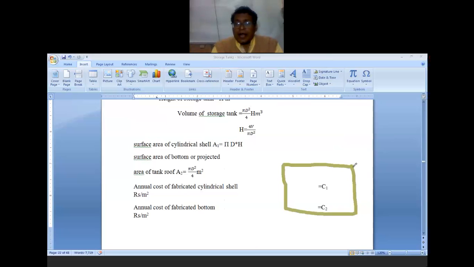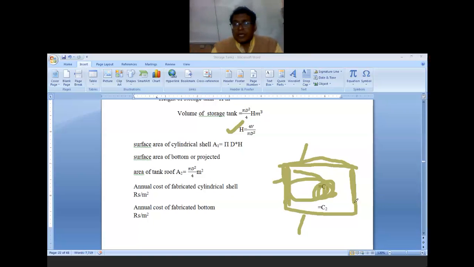Now D is the diameter and H is the height of the tank. So we will consider what should be the volume of this tank and what should be the area. Now this is the shell, this is the roof, and this is the bottom of the tank. You can have a triangular roof also. Then what is the volume of the storage tank? The storage tank volume is pi by 4 D square into H. I can write H as 4V upon pi D square.